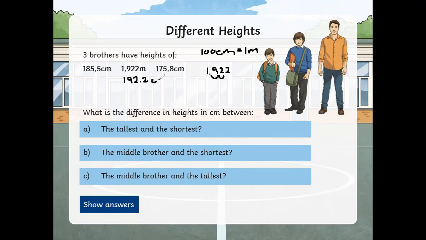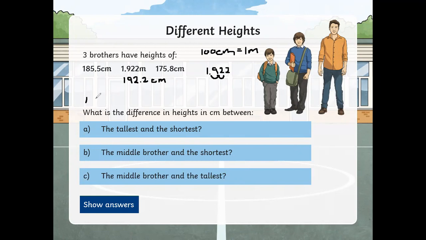So this is now centimeters. And okay, so now that they're all of the same units, the question says, what is the difference in heights in centimeters between the tallest and the shortest? So looking at the heights, we can see this is the tallest one because it's the largest, and this is the shortest one because it's the smallest.